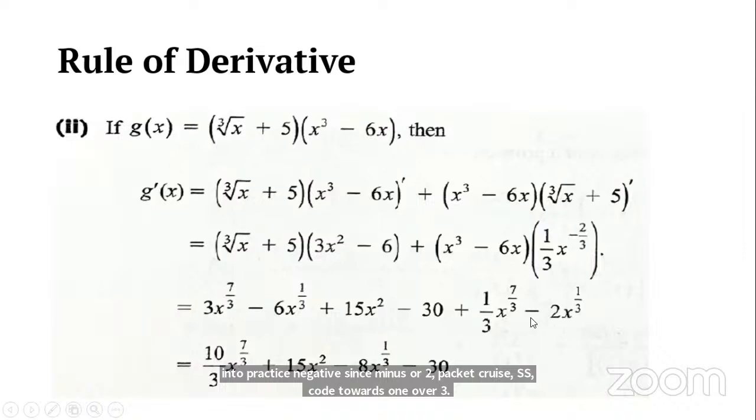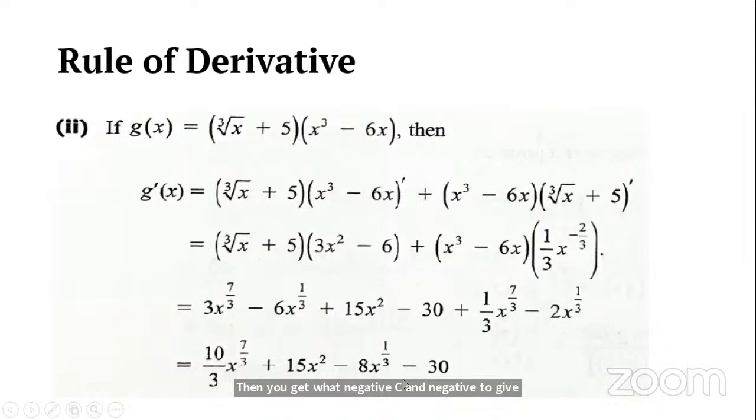Then you get negative 6 and negative 2 will give you negative 8, which is negative 8 exponent s 1 over 3 we got here. And then the 30 is a constant that we got, we just replace it. This one too is the same, you replace it here.